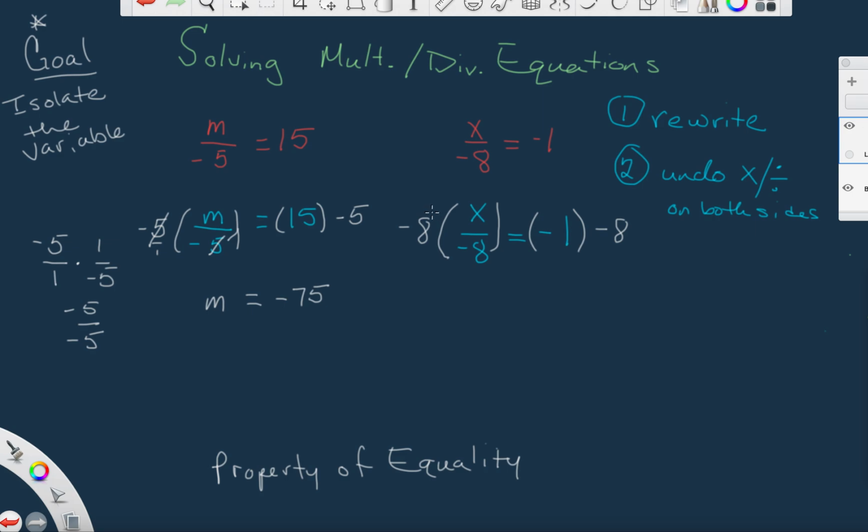So we're going to use the property of equality that states if I multiply both sides by -8, then this cancels with this, and this is how I want it to look, and I have x. Now, -1 times -8, I have two negatives here, so it's going to be positive. So -1 times -8 is +8. All right, and that's how you do it.